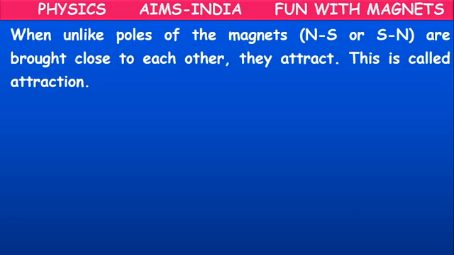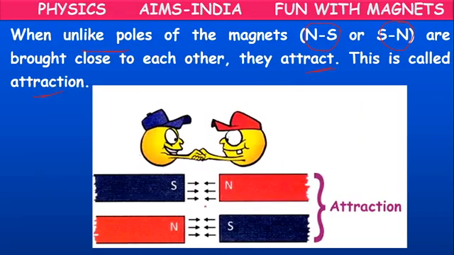So when unlike poles, that means north and south poles, or south and north poles, are brought nearer to each other, they attract. This is called attraction. Here, see, the two magnets are behaving like friends. Why? Because different poles, unlike poles, are facing each other. So we can observe attraction. They behave like friends.